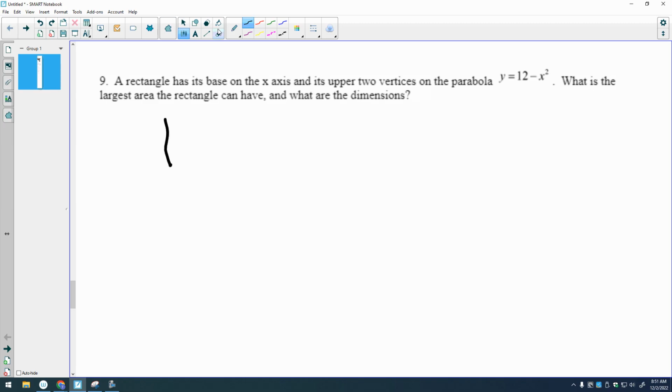Wow. Not a good start. Let's try to make a straight line. There we go. So this parabola starts as a y-axis of 12. That's my vertex also. And it hits the x-axis somewhere down here.